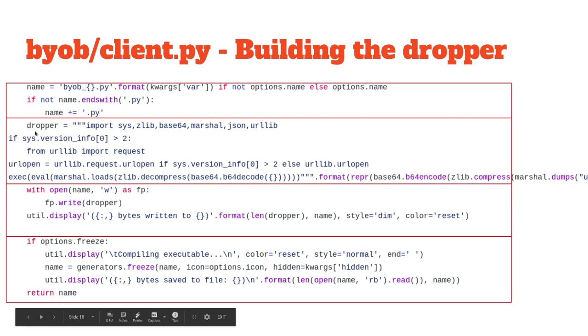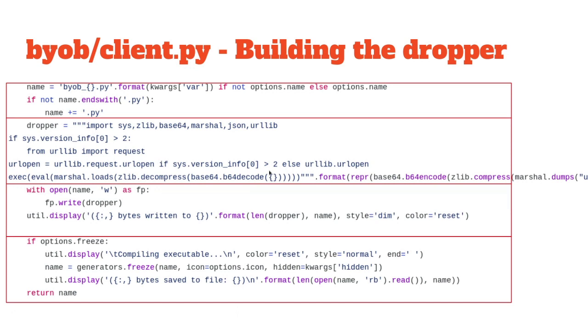The actual dropper code itself, the dropper program, is really small. This is it, in between these three quotes there and those three quotes there. That's the whole dropper, okay? The thing that fetches all of your malicious stuff and deploys it. So there's a few imports: sys, zip, basically, base64, marshal, which does code loading, I think, JSON, and urllib, which knows how to make HTTP requests. If that's not there, it will use the requests library.